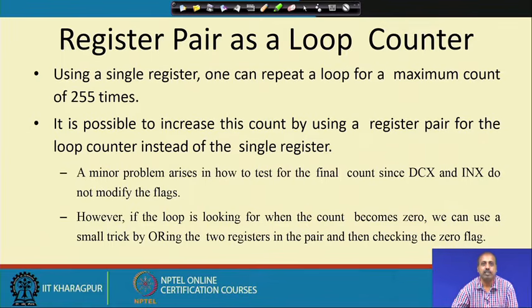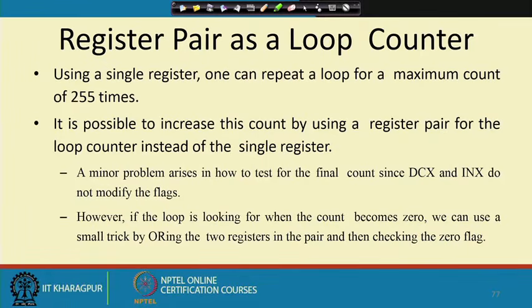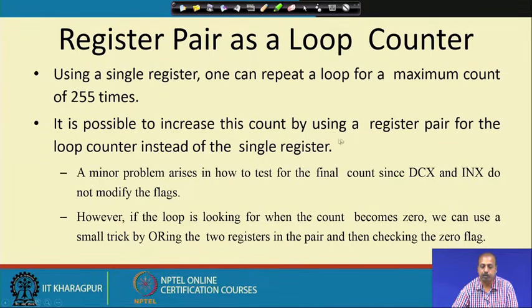Sometimes the delay that we produce is not sufficient, because if you are using an 8-bit register to hold the count, then you can get a maximum delay of 255 units. Out of the 255 units, the delay that is produced may not be sufficient when you are looking for some periodic task to be done at periodic intervals. So for that purpose we use a register pair, to increase the count value that is possible.